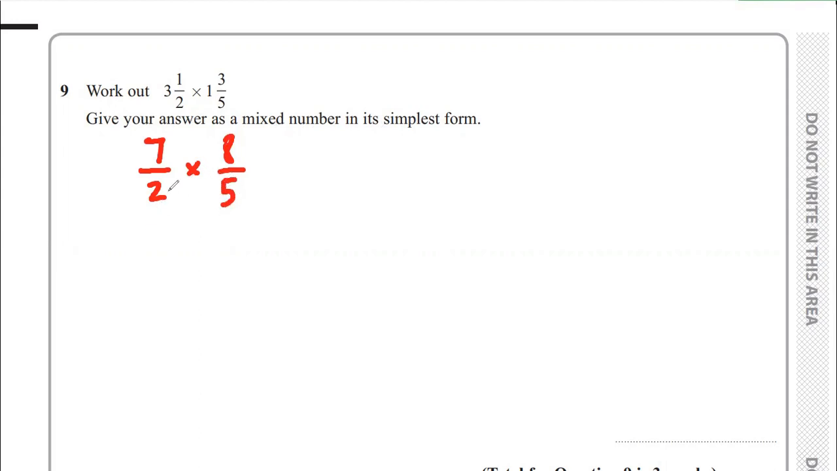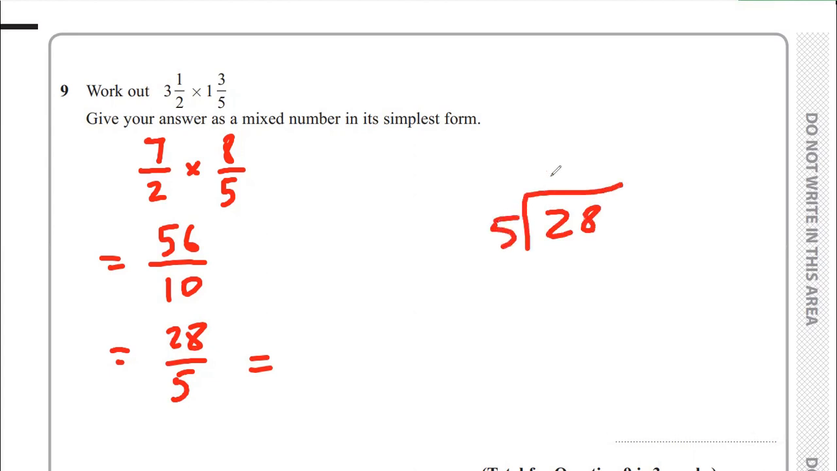And now multiply it. As we know, top multiplied by top, bottom times bottom. So 7 times 8 is 56, and 2 times 5 is 10. So it's going to be 28 over 5, which, as it's a top heavy fraction, we need to see how many times 5 goes into this. It goes 5 times, and the remainder will be 3. So that's why we can write 5 whole number 3 over 5.